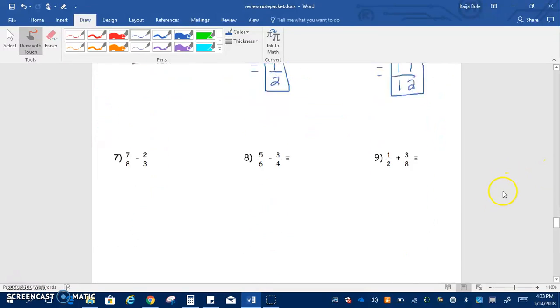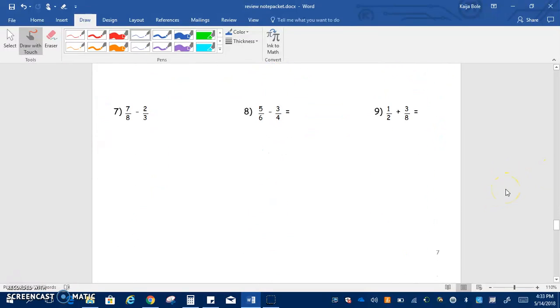Alright, moving down, we've got some more examples here. 7/8 minus 2/3. No common denominator, so we're going to make one. And our common denominator here could be 24. So you can go ahead and put in some blank ones with 24. Oh, that's not 24. Fix that. Okay, so how do we get from 8 to 24?